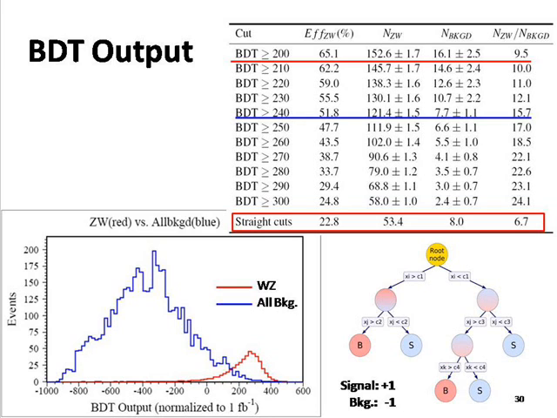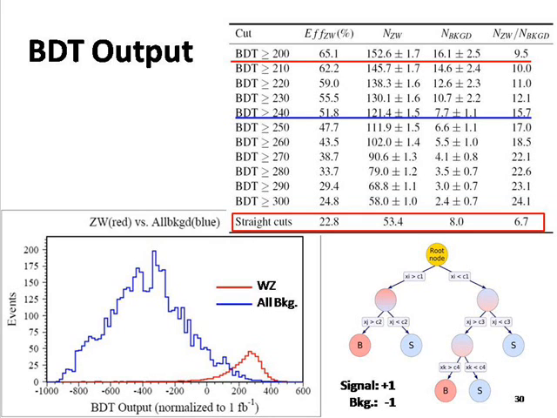If you look at the table, it shows that if we cut on a specific BDT output, it gives us the number of signal events we get, the number of background events left, the signal over background, and also the signal efficiency. If you look at the row under the red line, it's about BDT over 200. The signal is about 152. The background is 16, and compared to our straight cuts, it's at least 3 times better. So BDT is very powerful.